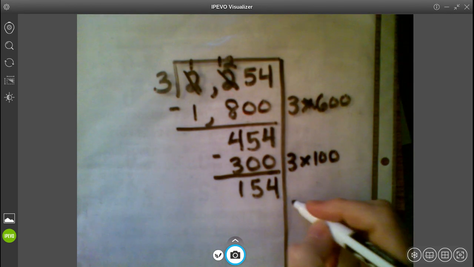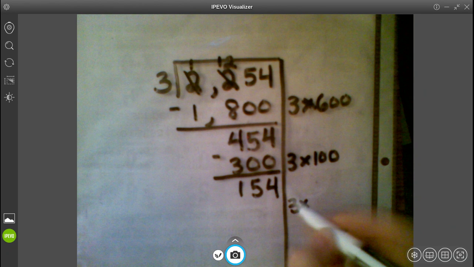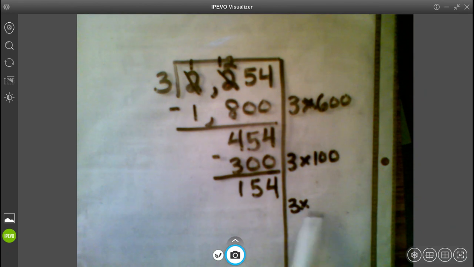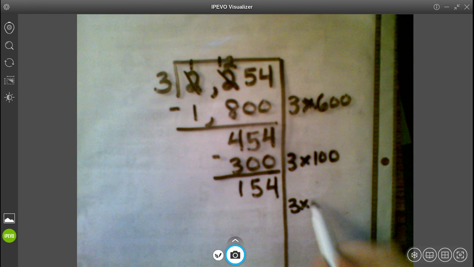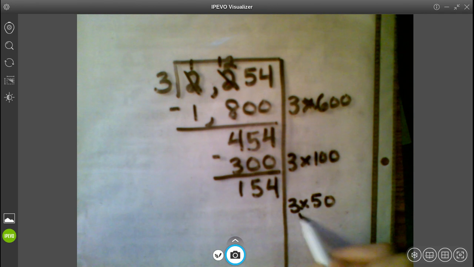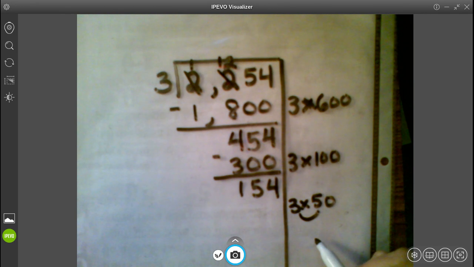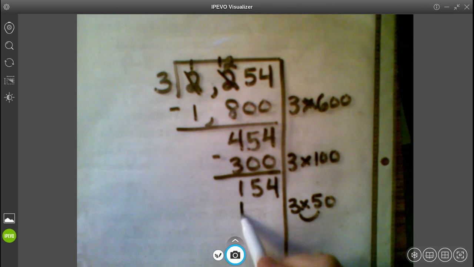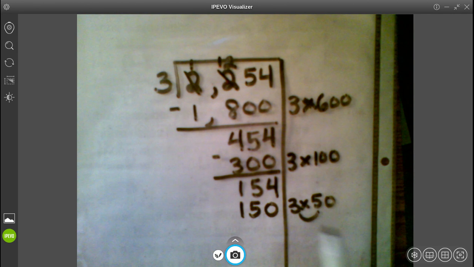Okay. Again, we're going to use our divisor 3 and think about 3 times what is close to 154 without going over. 3 times 100 is too big. How about 3 times 50? 3 times 5 is 15. So 3 times 50 would be 150. That's very close to 154. Perfect. We'll subtract. And we still have 4 left.